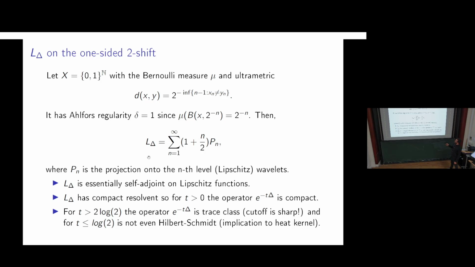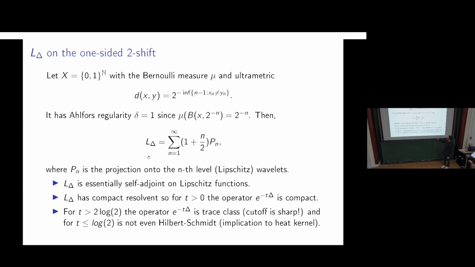The operator, the logarithmic Laplacian, on the space of infinite words of 0 and 1. Okay, this is a Cantor set. You equip this with a Bernoulli measure and with this natural metric. The distance of two sequences really depends on for how long the sequences from the start agree. Okay, and the first time that you see a different letter, you stop. Now the Bernoulli measure is Ahlfors regular, with delta equal to 1.